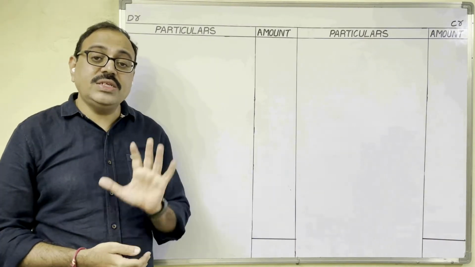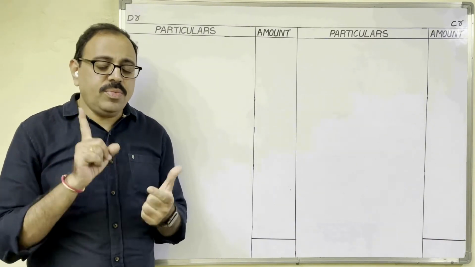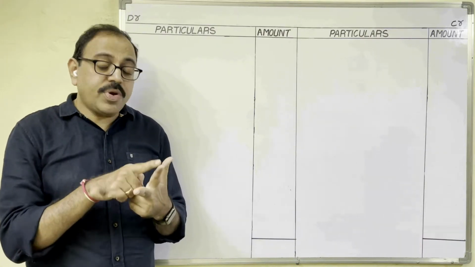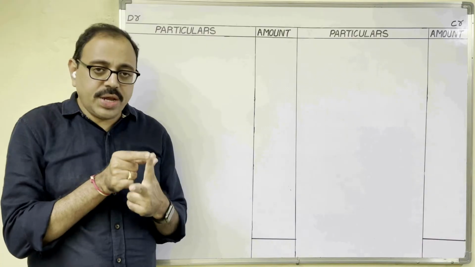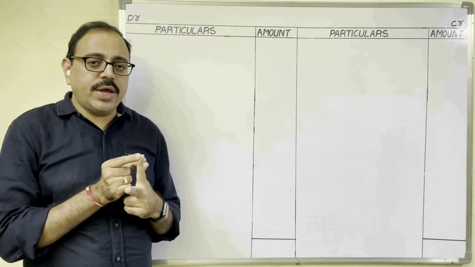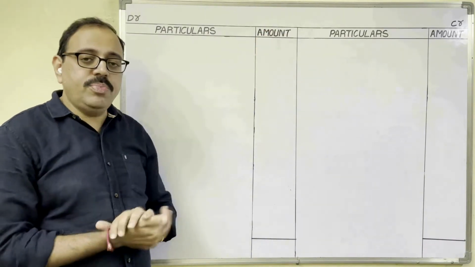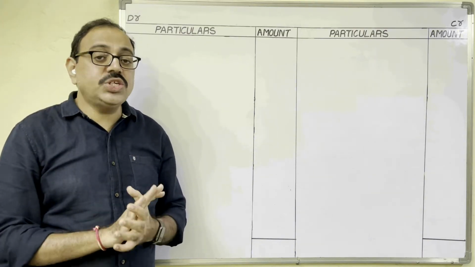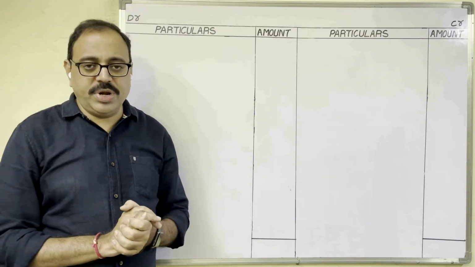Final accounts contain three things: trading account, profit and loss account, and balance sheet. Trading account and profit and loss account, these two are accounts. So these two accounts we prepare in one table. Balance sheet, separate table. Balance sheet is not an account. It is only a statement.